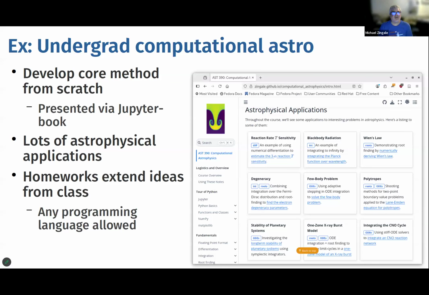So last semester I taught an undergraduate computational astrophysics class. My notes are online, basically a collection of Jupyter notebooks that introduce basic algorithms and apply them to astrophysical problems. I had about 38 students, and it was mostly homeworks and a final project. I didn't give any in-class exams, which I know in the era of AI is something that people say we should start doing. And so I wanted to share my experience with this.